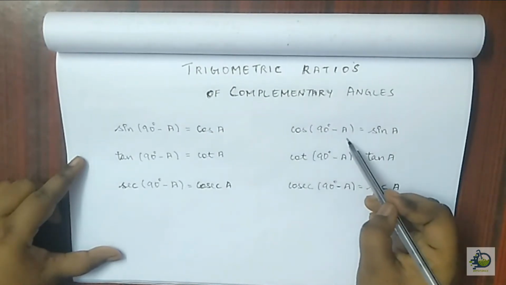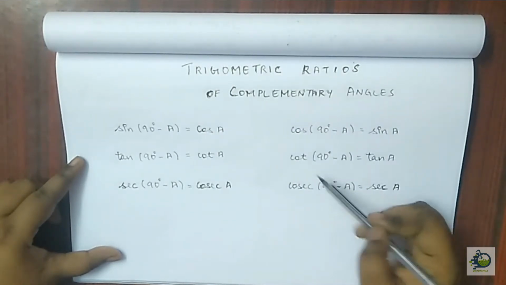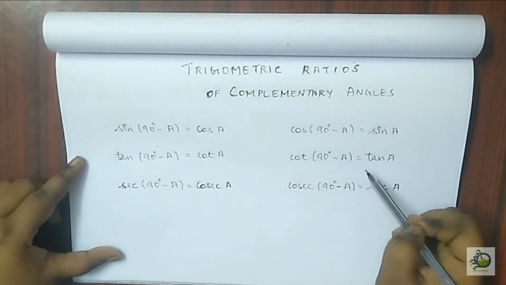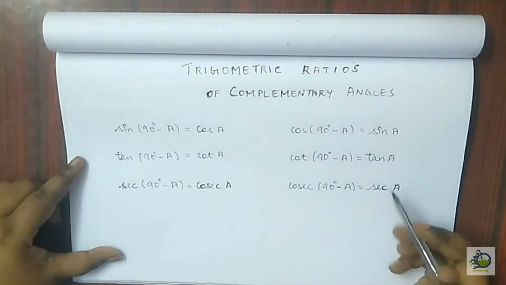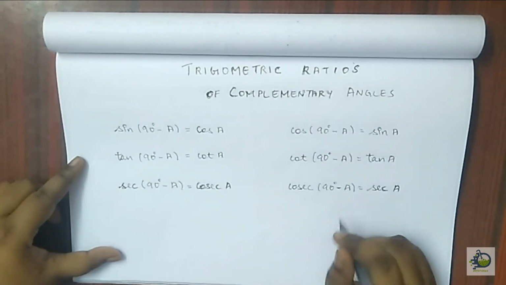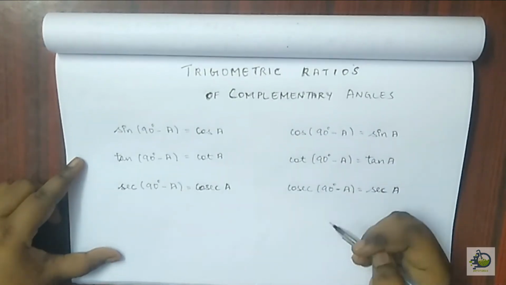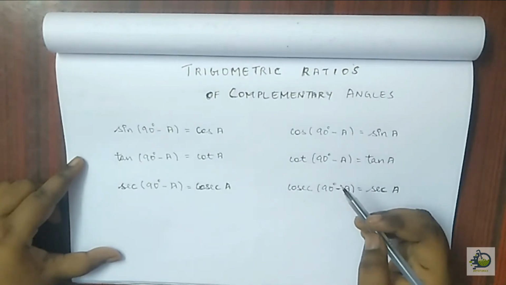Cos 90 minus A can be written as sin A. Cot 90 minus A can be written as tan A. Cosecant 90 minus A can also be written as secant A. Based on these formulas, we are going to do exercise 8.3.